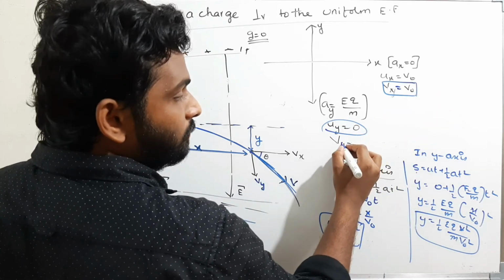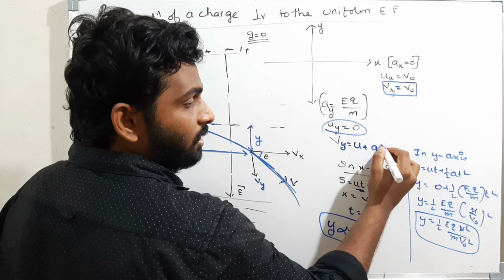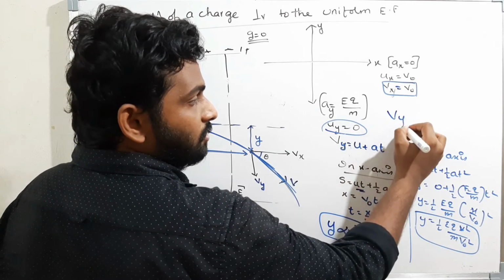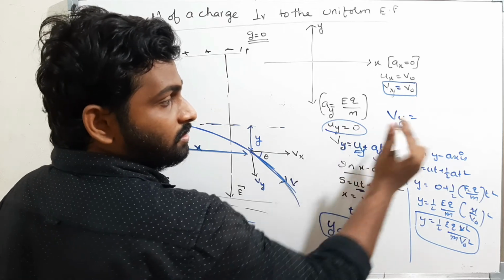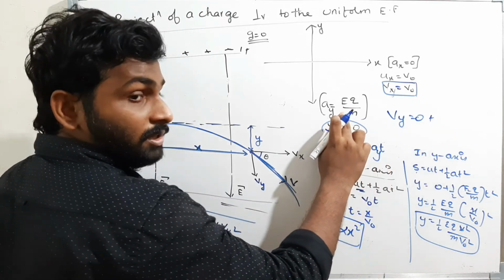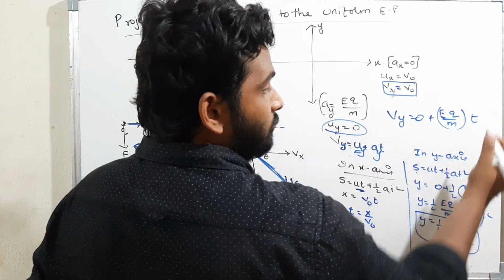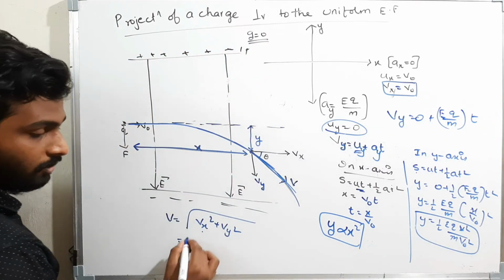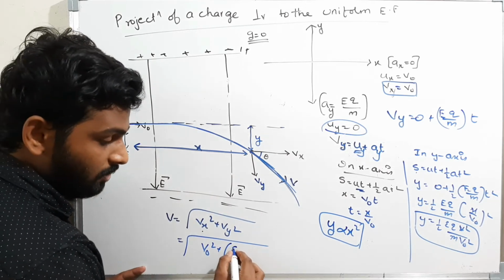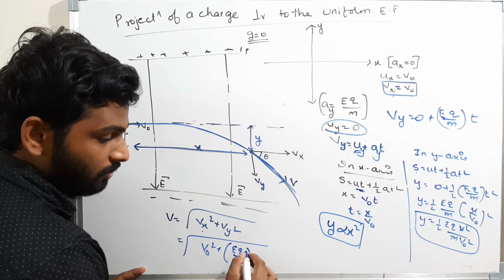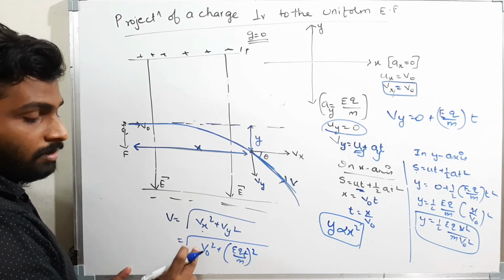Now, what is Vy? Initially, the velocity is 0. Therefore, Vy is equal to u plus at. Therefore, Vy is equal to the initial velocity uy, which is 0, plus ay, which is nothing but EQ by m, into t. Therefore, V is the square root of v0 square plus EQ by m into t, whole square. Therefore, if you find this value, depending on the time, you will get the velocity.